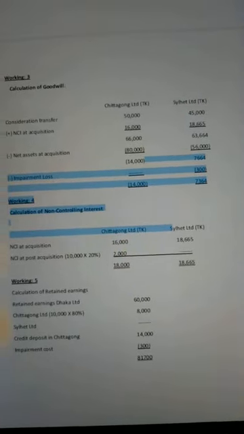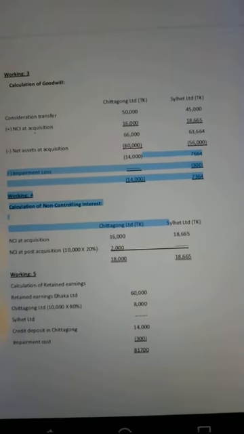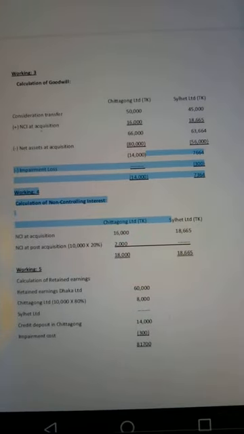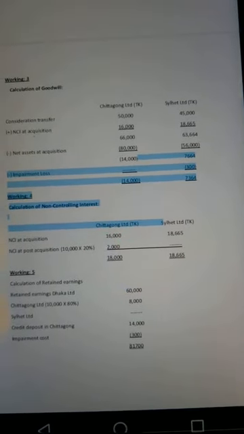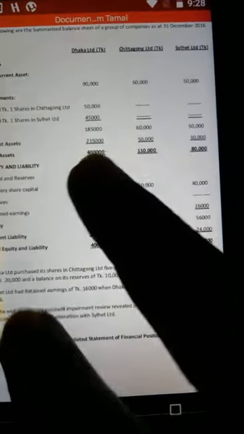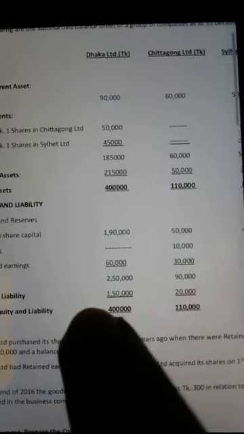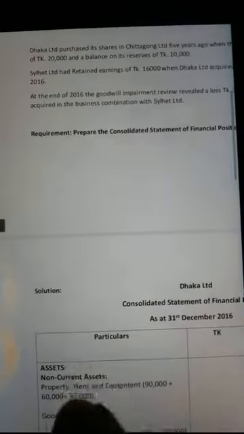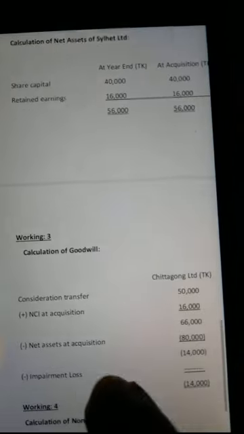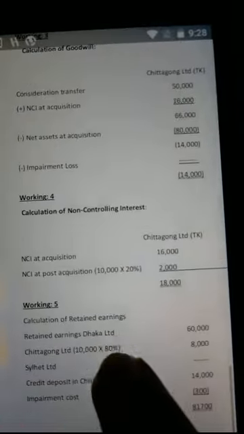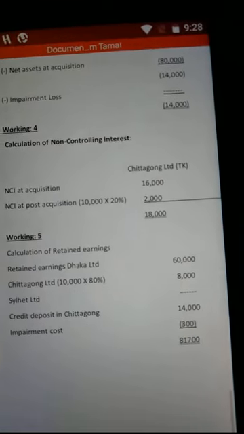So here in the retained earnings, at the very beginning, we have to write the retained earnings of Dhaka Limited, which is 60,000 at the very beginning. I think we have seen that. Let's see it again. Here it is. So 60,000 for Dhaka Limited. We have to write 60,000 here, but we can't write the retained earnings of both the subsidiary companies. We have to write the post acquisition.